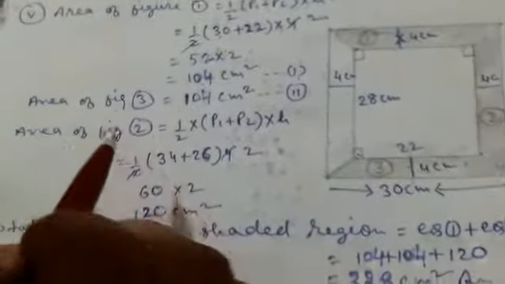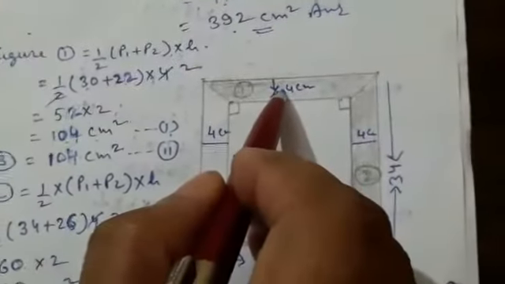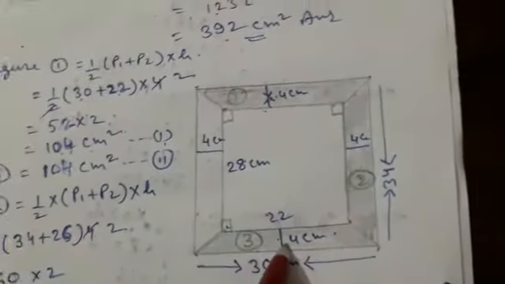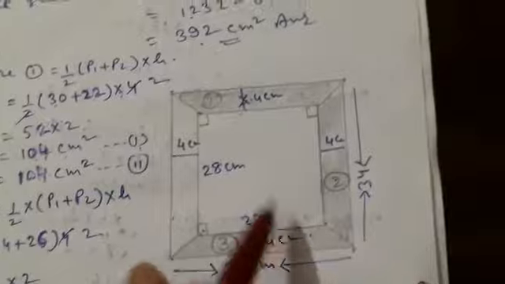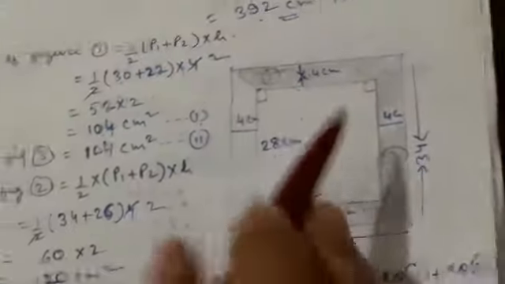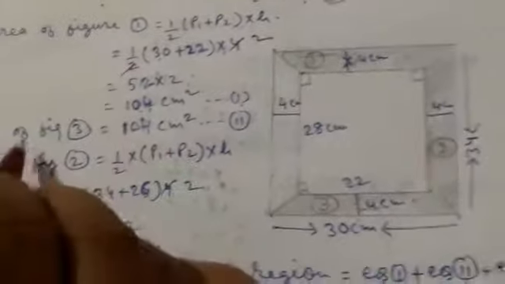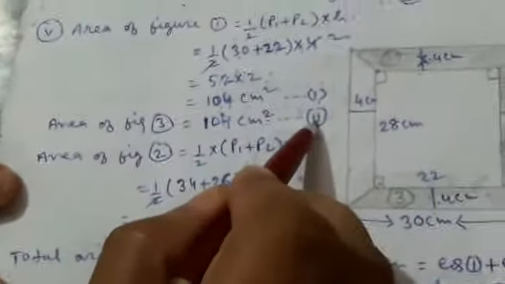Now area of figure 3. If it is 104 centimeter square, then this will also be 104 centimeter square because both the figures have the same measurement. So we'll write down area of figure 3 is also 104 centimeter square. This is our second equation.